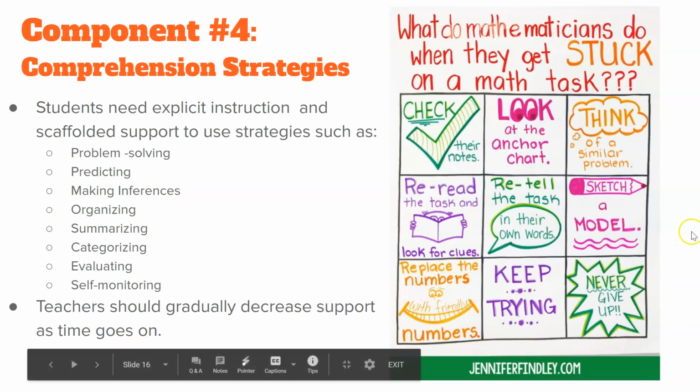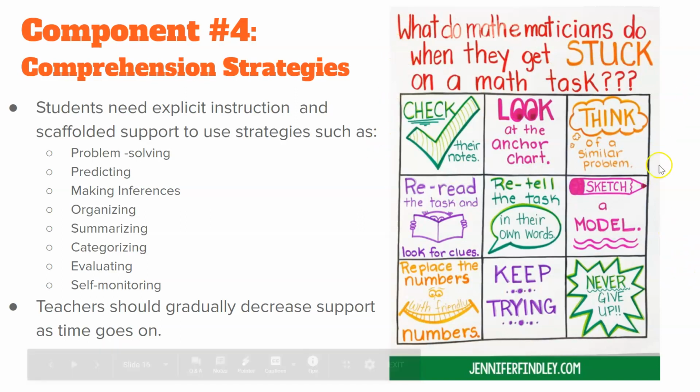Okay, so this is an anchor chart that lends itself to problem solving. It says, what do mathematicians do when they get stuck on a math task? So instead of students just raising their hand and saying, I don't know how to do it, I'm stuck, or giving up, not doing any work, we're going to teach them to problem solve. We're going to teach them to use this anchor chart to not quit and to persevere. So problem solving is something that we have to intentionally teach students to do.